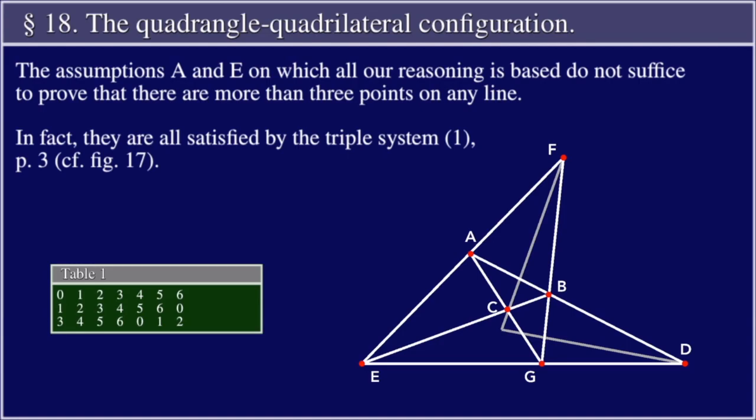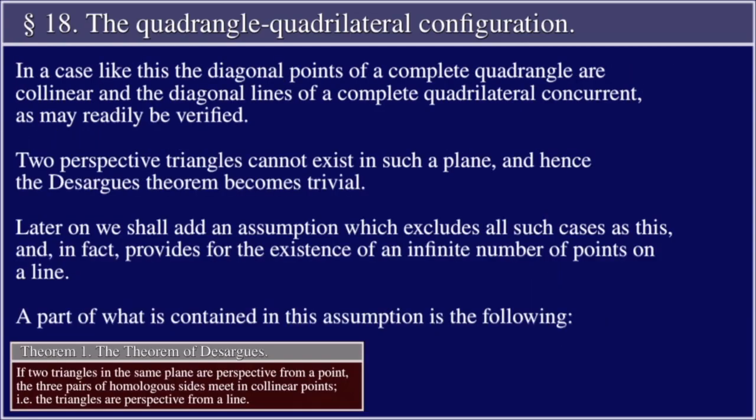Assumptions A and E, on which all our reasoning is based, do not suffice to prove that there are more than 3 points on any line. In fact, they are all satisfied by the triple system 1 on page 3, chiefly figure 17. In a case like this, the diagonal points of a complete quadrangle are collinear, and the diagonal lines of a complete quadrilateral concurrent, as may be readily verified.